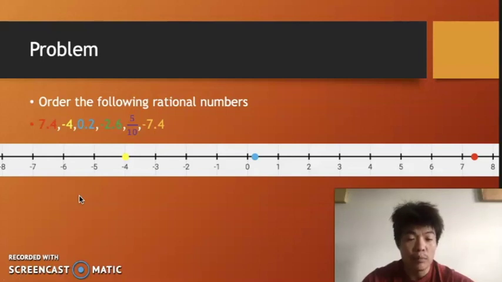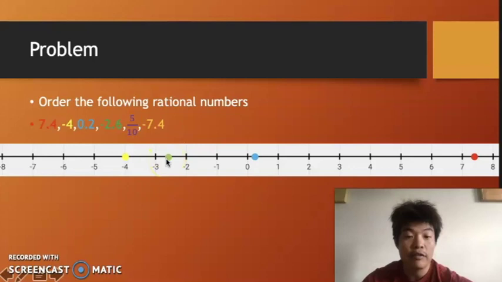-2.6. Some of you may get confused where to put this because it's a negative number with a decimal. Now remember, when we're looking at negatives, the way you want to think about it is how far away is it from 0. So it is 2.6 units away from 0, and it is negative, so we want to go left starting from 0. So we go 1, 2.6. So it'll be somewhere around here.